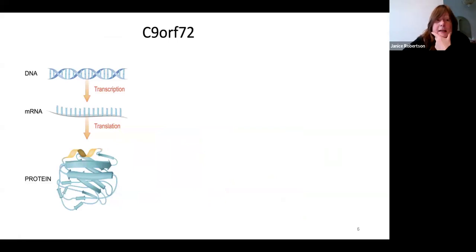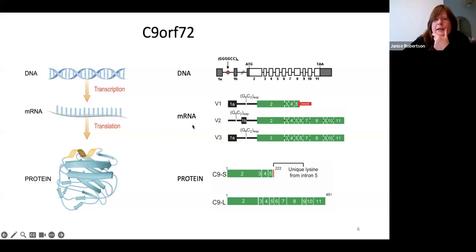So DNA forms RNA, forms the protein, and for C9orf72, there are 3 mRNA species that are most common. There are other ones. Given the ways that the DNA can be processed, you can get many different types of transcripts. They haven't all been characterized, but these are the 3 primary transcripts that are characterized, and this generates 2 proteins in humans, C9 long and C9 short.